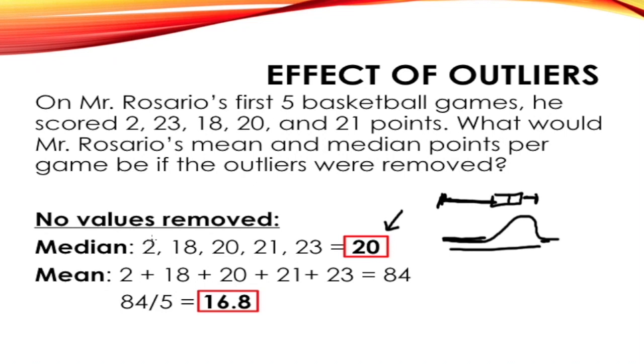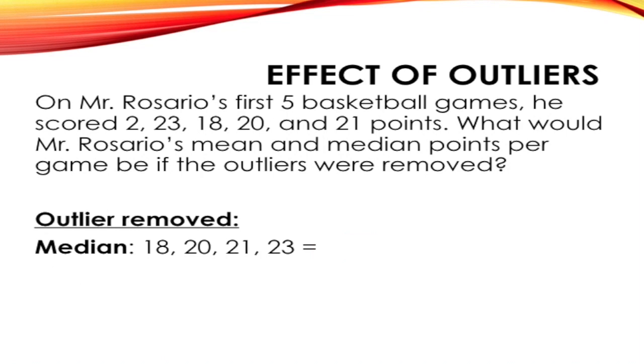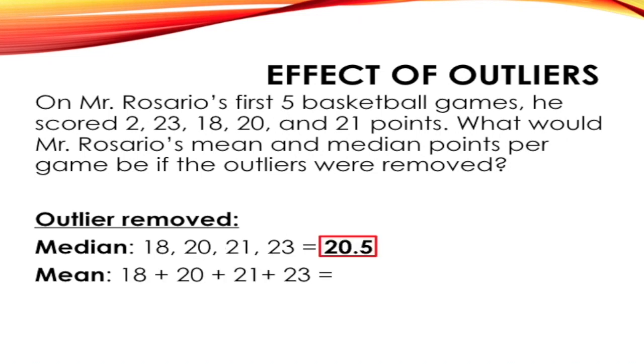So let's get rid of that 2 and run the numbers again. When we do that, what we have is 18, 20, 21, and 23. So again, the median is the number in the middle. We have 2 numbers in the middle, so we have to do 20 plus 21 divided by 2. That is 41 divided by 2, which gives me 20.5.